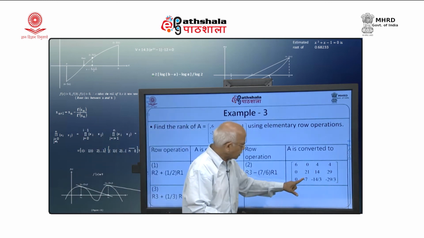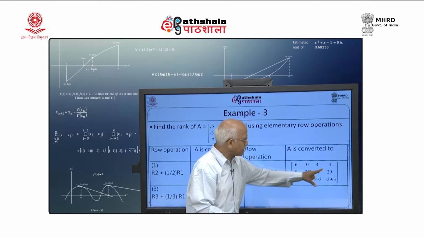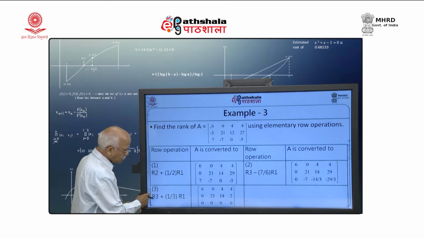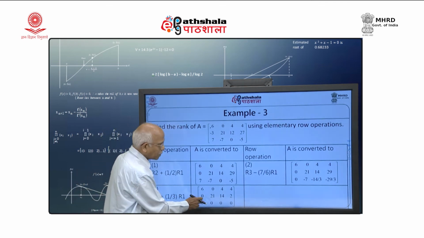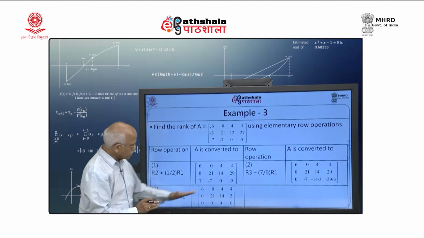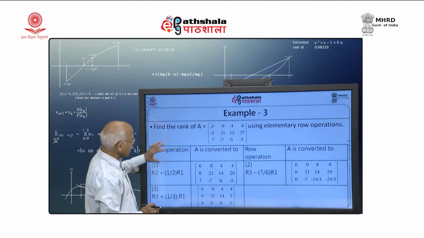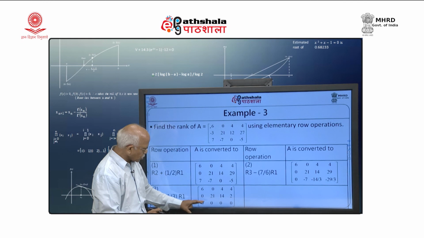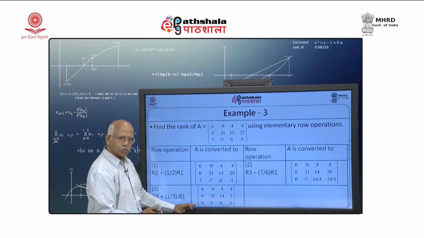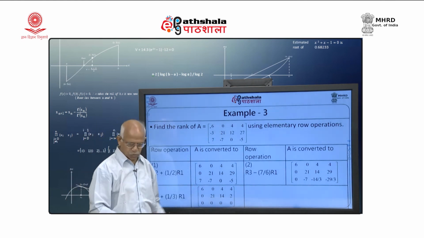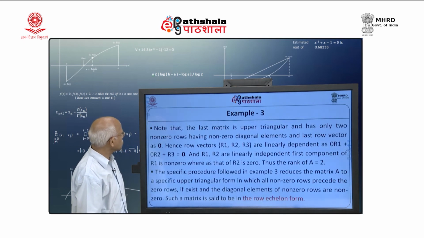Then I will do the same thing. I want to make this element 0 now. So, I will multiply this by 1 by 3 and add, and I will get this as 0, but in doing so all the elements have become 0 here. What does that mean? The rank of this matrix is the same as the rank of this matrix, but this matrix cannot have 3 non-zero rows. So, the number of non-zero rows in the upper triangular matrix is its rank. Therefore, the rank of this matrix is 2.